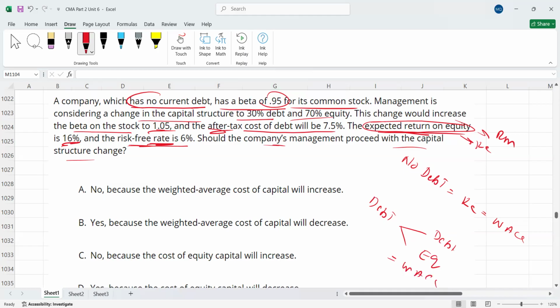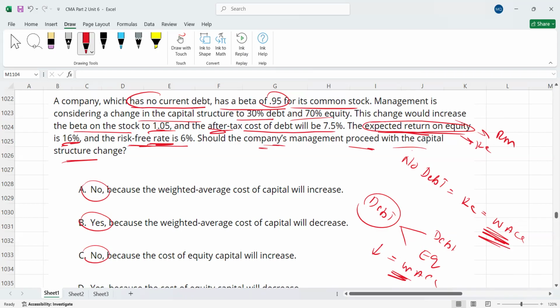The options are no and yes. Should we proceed with it or not? Please remember, if the new WACC is lower than the old WACC, then we should proceed with the debt. But if the new WACC is more than the old WACC, then we should not proceed. This is the simple answer. So we have to calculate WACC.